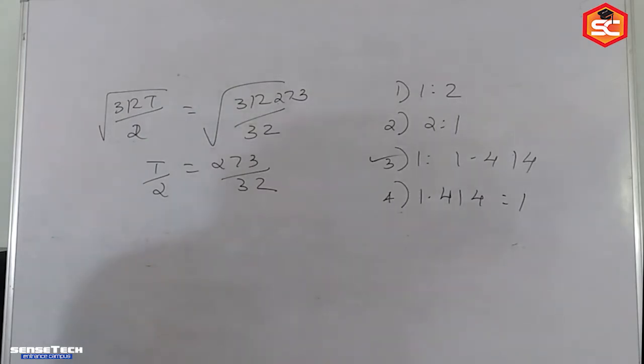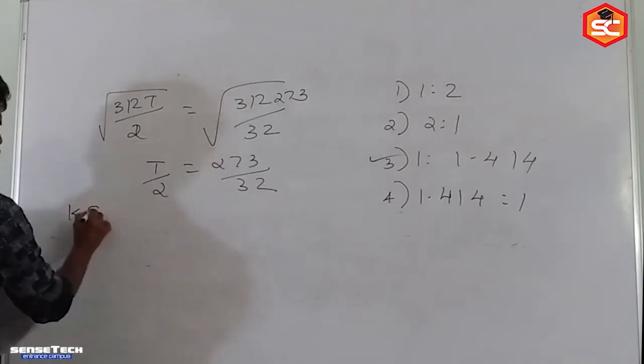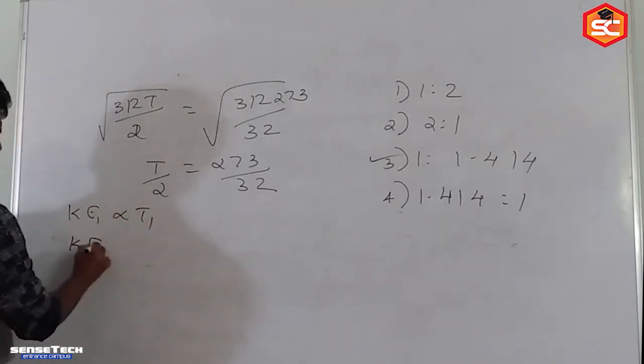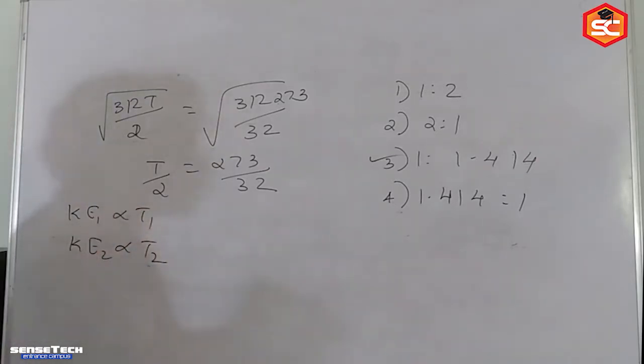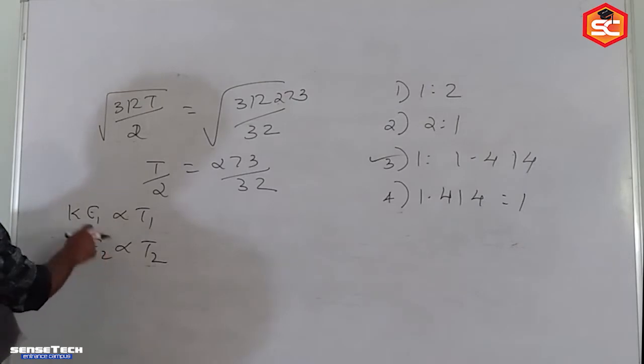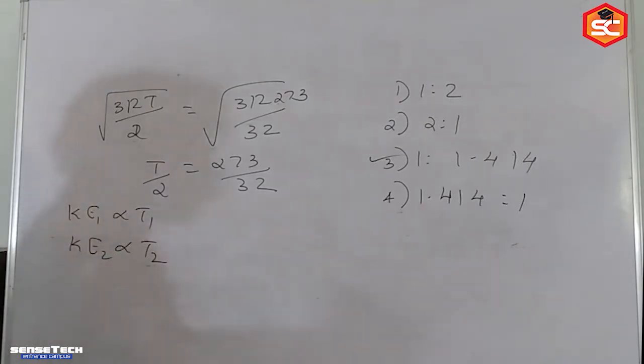A certain gas is at a temperature of 350 Kelvin, and the temperature is raised to 700 Kelvin. The average translational kinetic energy of the gas will be? How is the kinetic energy related to temperature? Kinetic energy is directly proportional to temperature. So take the ratio. Kinetic energy at a particular temperature. So KE1 by KE2 is equal to T1 by T2. T1 and T2 are given.